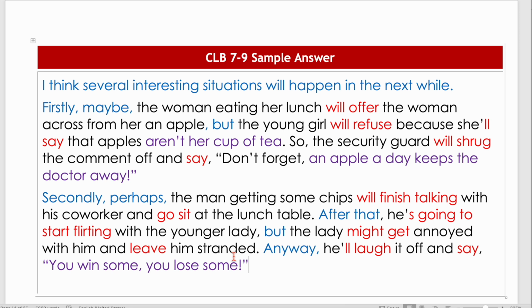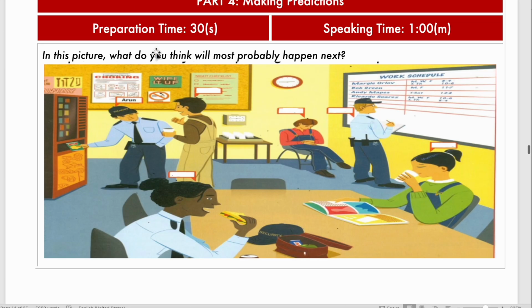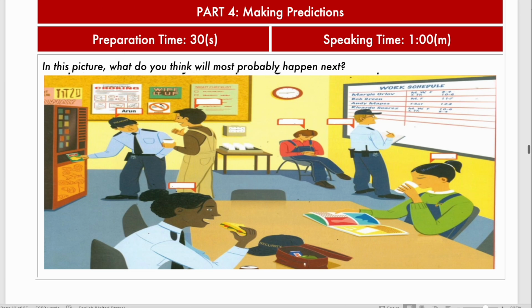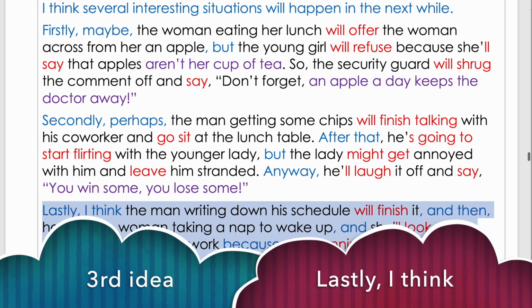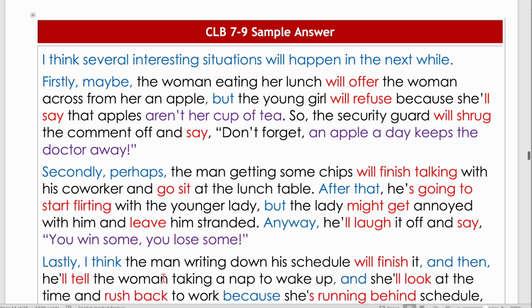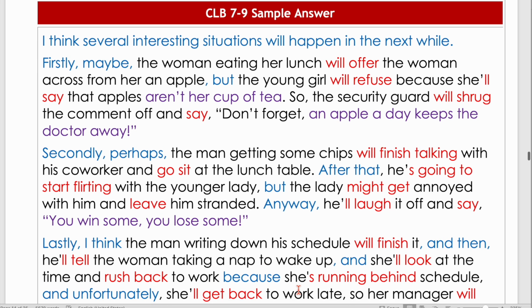7 to 8s, this might be enough, okay? But 9s, it's always good to put another idea. So what do we have over here? Let's see, a third idea. Lastly, I think the man writing down his schedule will finish it, and then he'll tell the woman taking a nap to wake up. Okay. And she'll look at the time and rush back to work because she's running behind schedule.